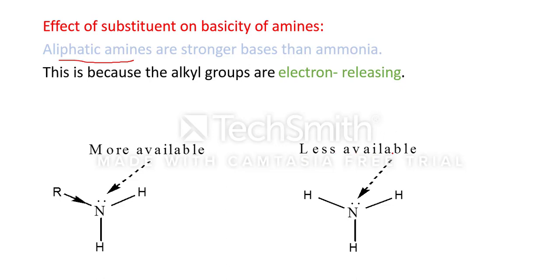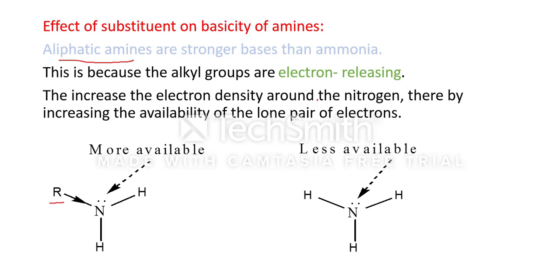Here, ammonia is less basic than the aliphatic amines. Aliphatic amines are more strongly basic than ammonia, because they contain alkyl groups, and alkyl groups have a tendency to release electrons towards the nitrogen atom. This increases the electron density around the nitrogen atom, thereby increasing the availability of the lone pair of electrons. The nitrogen's lone pair is more available.